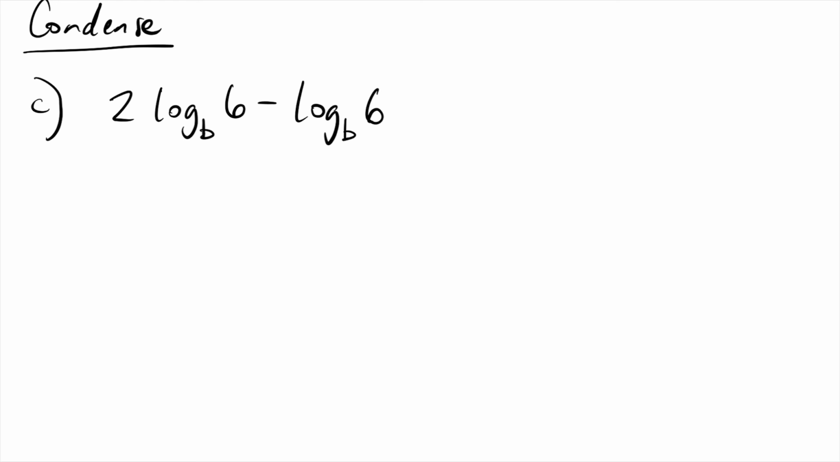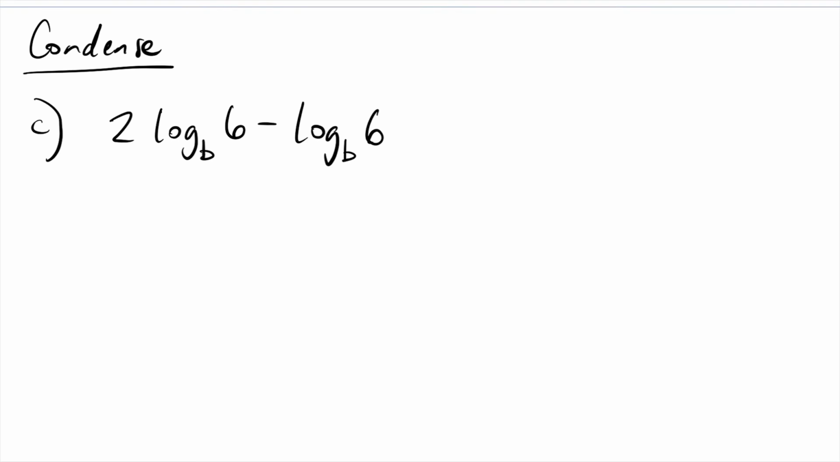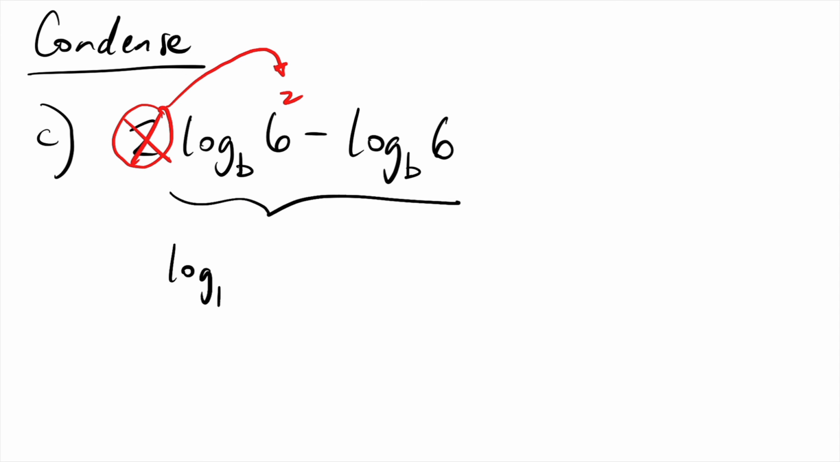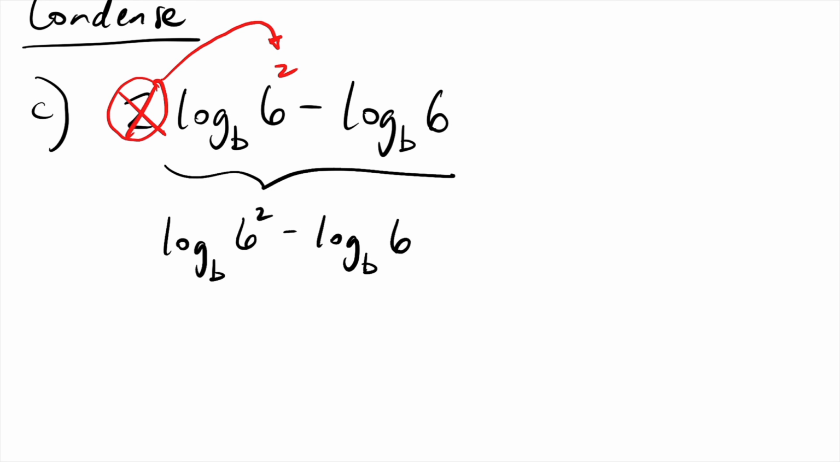So do we have any powers here that need to be moved? We do, right? We have this 2 in front. It needs to be moved up here so it's squared. So when it moves, it's there. So now I have log base b of 6 squared minus log base b of 6. Okay. No more powers. I move the power. Done.